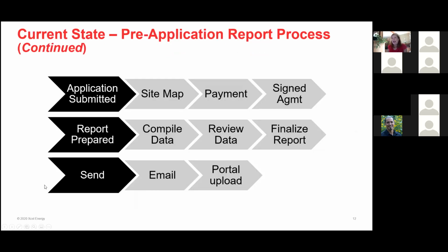In terms of what happens through this process, the application process, like I said, is all online and interactive. You can do that all on your own. You include the sitemap, the payment, and a signed agreement. And then we take that request as it comes in and we prepare the report. We compile the data from different sources. We take a look at the data, and then we finalize the report and send it back to you. And it's sent to you via email, and it's uploaded into the portal for future reference, so you'll always have that available to you.